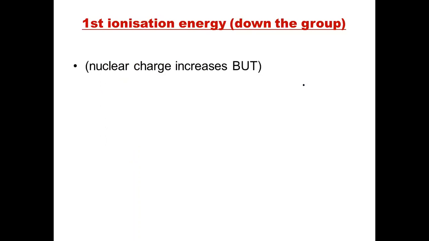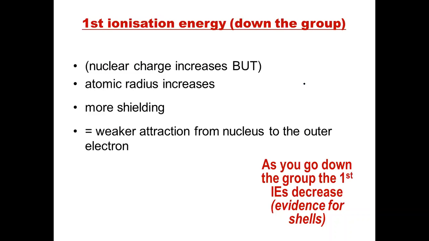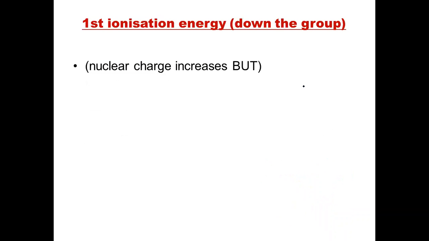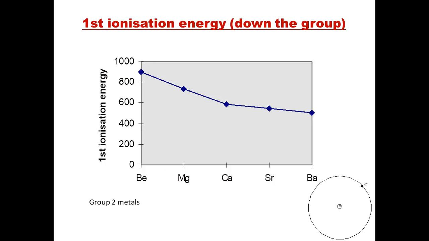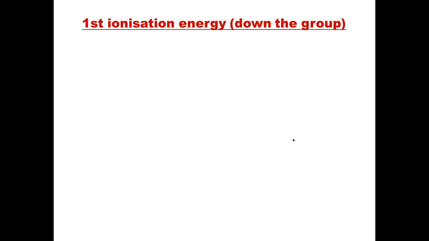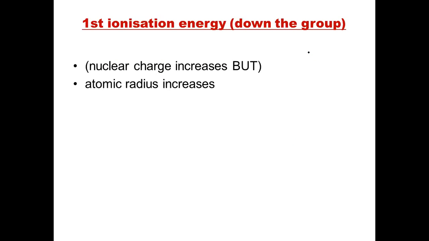Let's have a look. So what happens is your nuclear charge increases as you go down the group, because beryllium, magnesium, calcium, strontium, barium, and so on, your nuclear charge is increasing. However, the atomic radius increases as well, because as you go down the group, you start with one shell, then you've got 2 shells, then you've got 3 shells. So you can see the radius of the atom gets bigger as you go down the group.